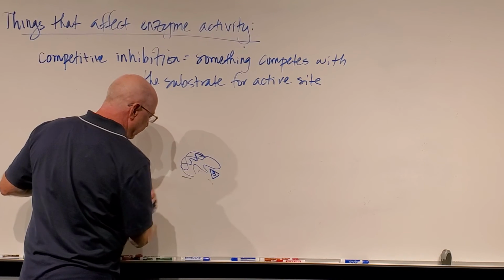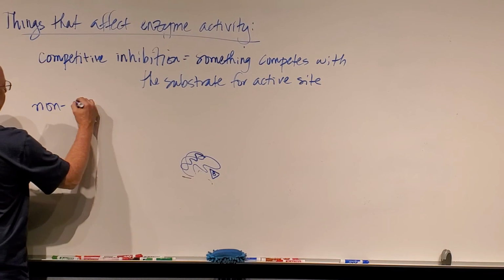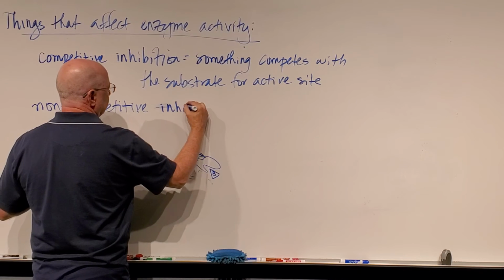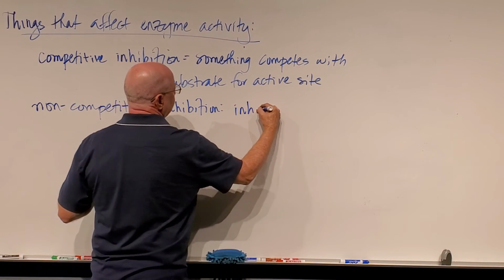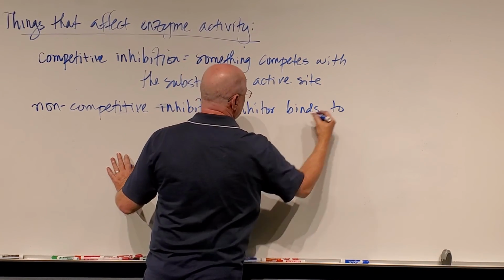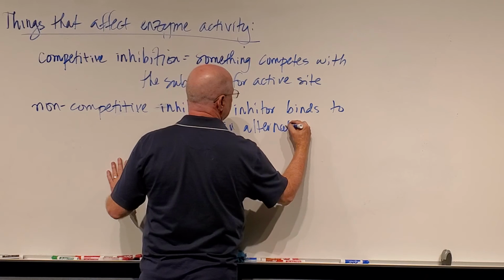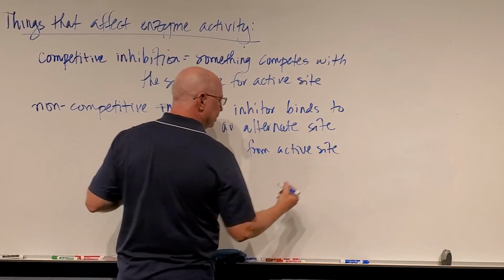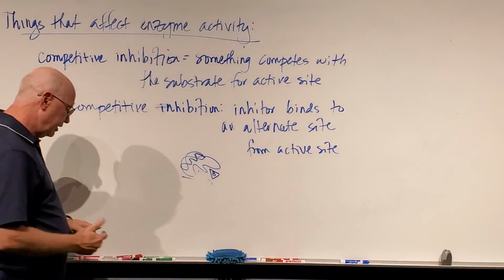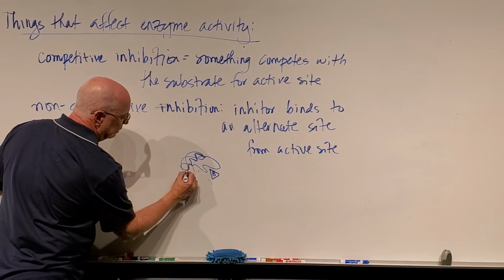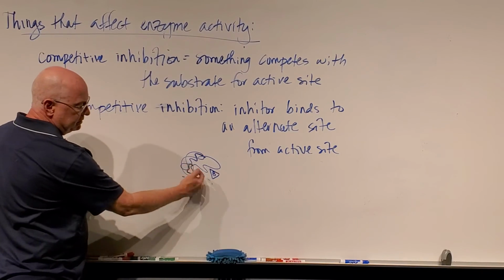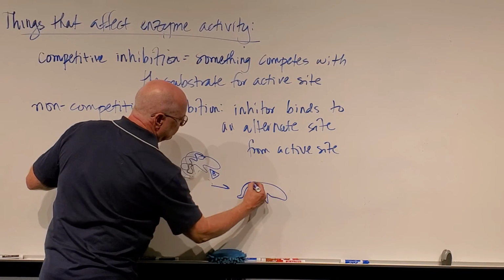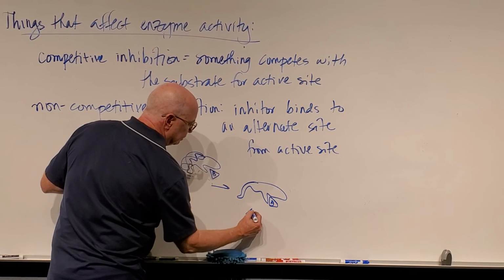Another form of inhibition is called non-competitive inhibition. In non-competitive inhibition, the inhibitor binds to an alternate site from the active site. Essentially, it doesn't compete. It doesn't inhibit the enzyme by binding to the active site. What if I have some substance bind right in here and force these amino acids in this part of my enzyme to bind to it? And when that does that, what it does is it might change the shape of the active site so that only substance B can bind, but now substance A can't bind.